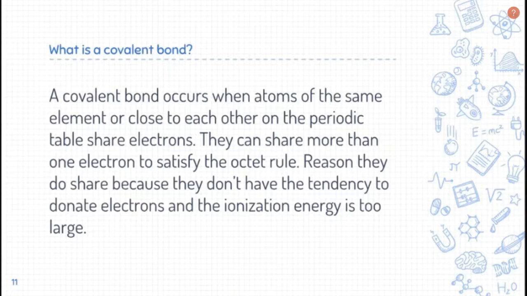So what is a covalent bond? A covalent bond occurs when atoms of the same element, or close to each other on the periodic table, share electrons. It only applies to nonmetals. So the nonmetals can share more than one electron to satisfy the octet rule. The reason they share is because they don't have the tendency to donate electrons. For them the ionization energy is too large, and ionization energy means the minimum amount of energy required to remove or donate a valence electron is too large for the covalent bond to have.